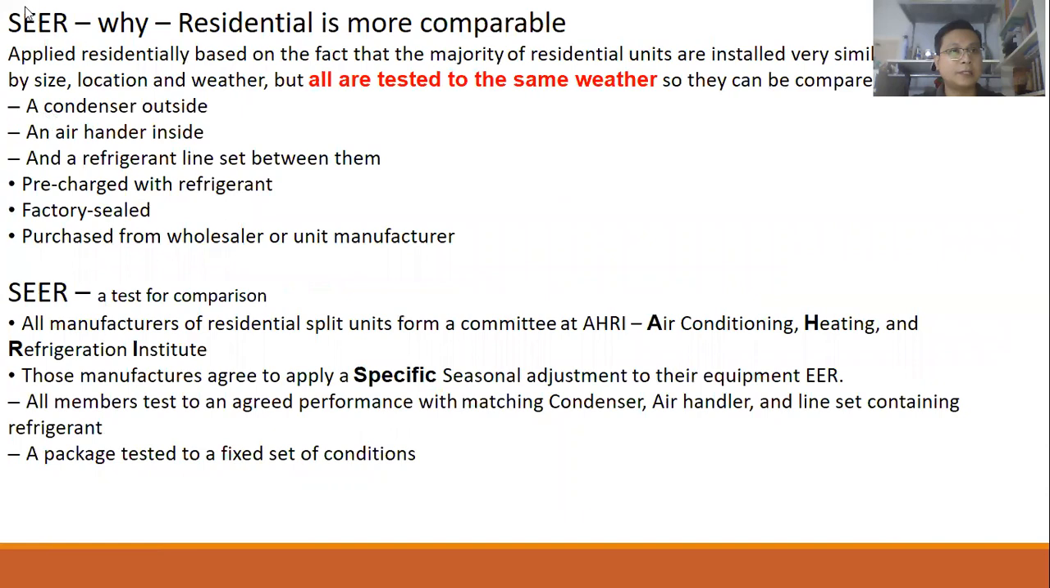We use this method for residential conditions, because of the conditions outside and the air handler inside. You can read it all yourself here. I put everything in the slide.